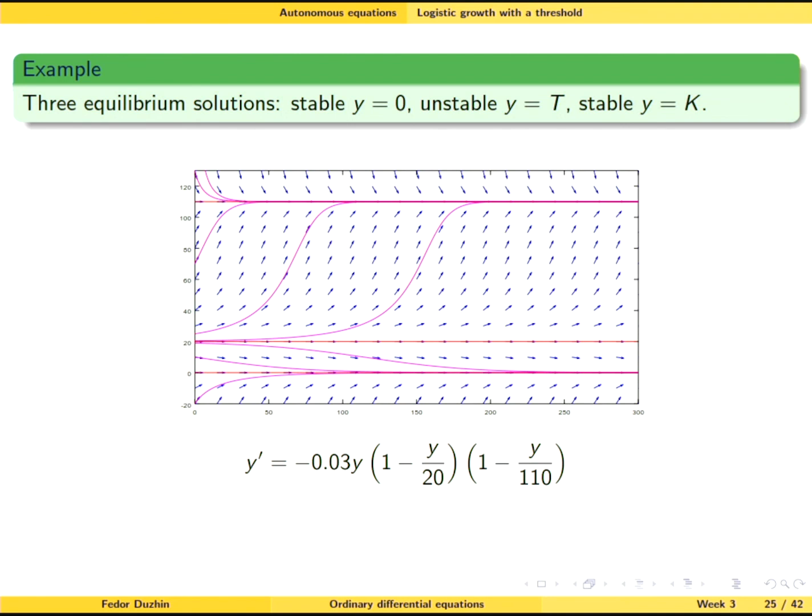And this is a sample of solutions. Right? So if the initial point is slightly above the threshold, then the population is going to grow and eventually is going to approach the carrying capacity. If the initial population drops slightly below the threshold, then it's going to converge to 0. And this is what's been conjectured to have happened to the passenger pigeon. So because of hunting, in every colony, the initial population dropped below the threshold and they disappeared.